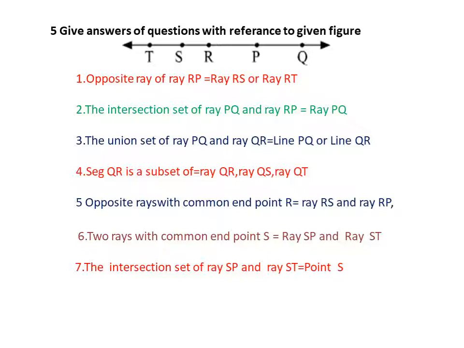Seventh question they are asking here, the intersection set of ray SP and ray ST. Ray SP is going in the right side direction. Ray ST is going in the left side direction. When you want the intersection, it means common. SP has starting point S and goes in the right side direction. ST has common point S and goes in the left side. Then only point S is common in both the parts. Therefore, the answer we get is point S.